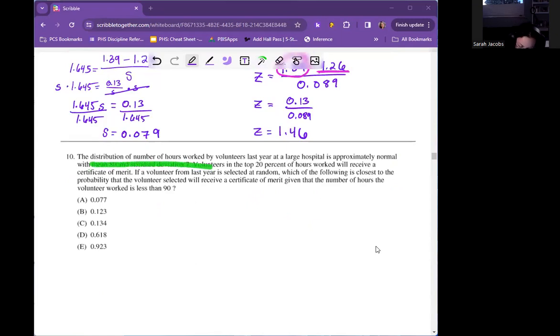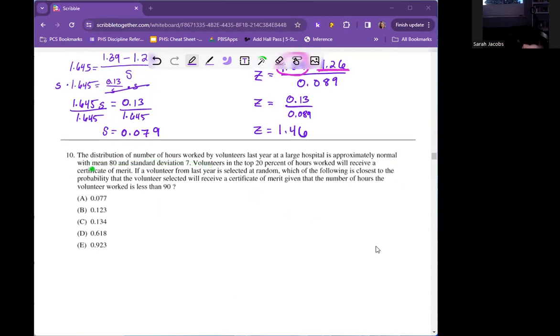Number 10. The distribution of number of hours worked by volunteers last year at a large hospital is approximately normal, with a mean of 80 and a standard deviation of 7. Volunteers in the top 20% of hours worked will receive a certificate of merit. If a volunteer from last year is selected at random, which of the following is closest to the probability that the volunteer selected will receive a certificate of merit, given that the number of hours the volunteer worked is less than 90? Okay, so this has a few moving pieces.